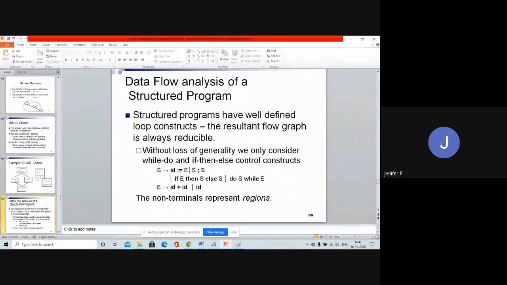And the last one is data flow analysis of a structured program. When you consider any program, it may be divided into various parts. It may be a single statement, A is equal to B plus C, that is, identifier is equal to expression.